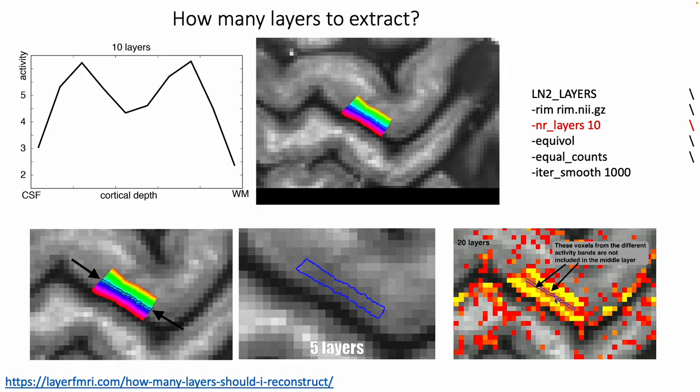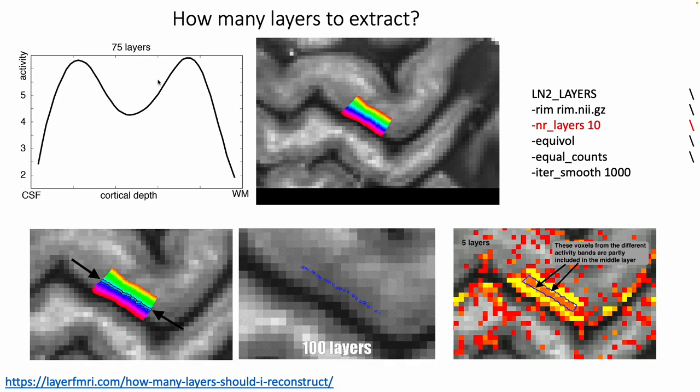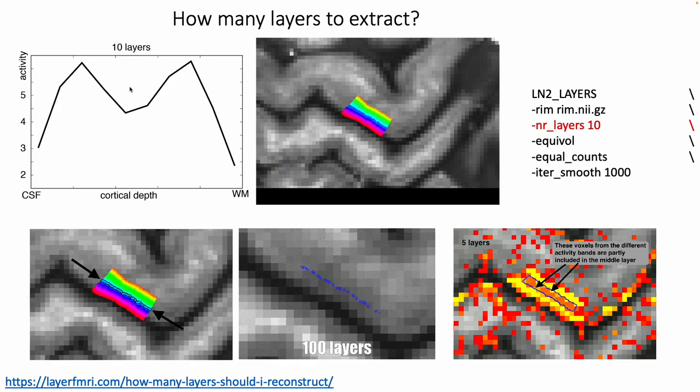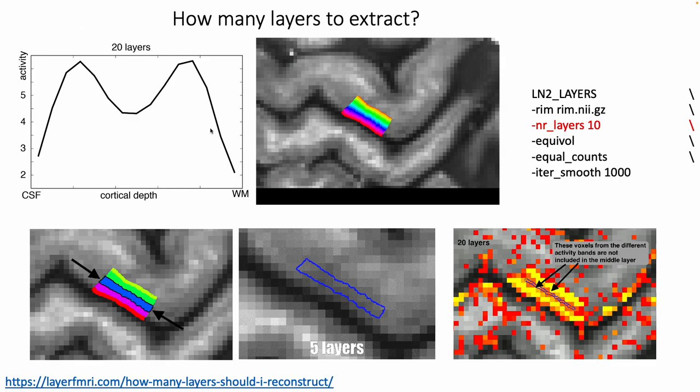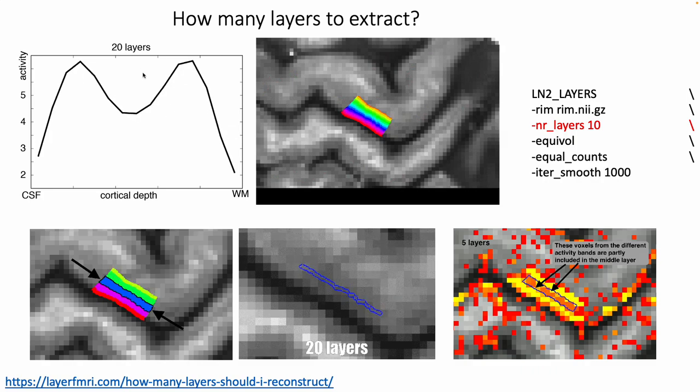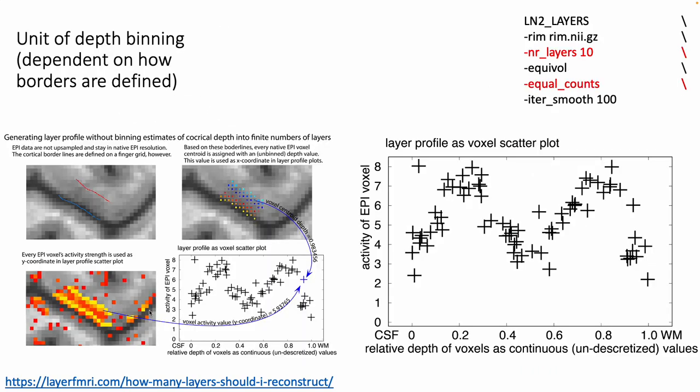Each voxel centroid is at a very specific cortical depth in floating point accuracy, and then as soon as we only have 5 layers as opposed to 20 layers, both peaks kind of result in partial voluming. So for 1 layer, 2 layers, 3 layers, 4 layers, we still have an inverted U-shape, and only at about 5 layers we start to see it, and at more layers we start to see this double hump clearer and clearer and clearer, which might be better visible also here.